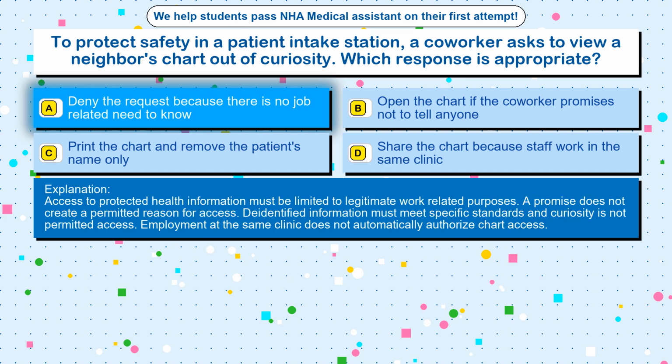Access to protected health information must be limited to legitimate work-related purposes. A promise does not create a permitted reason for access. De-identified information must meet specific standards, and curiosity is not permitted access. Employment at the same clinic does not automatically authorize chart access.